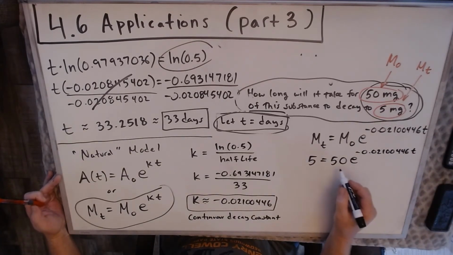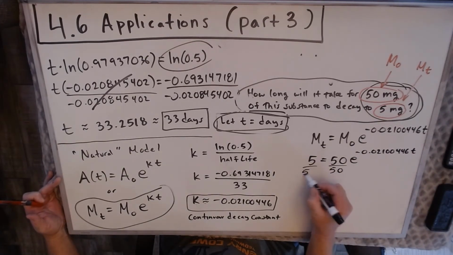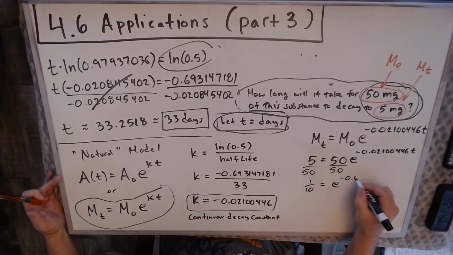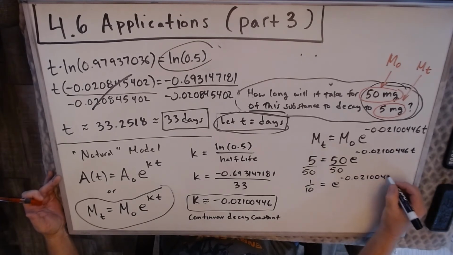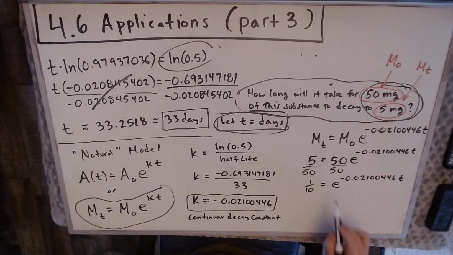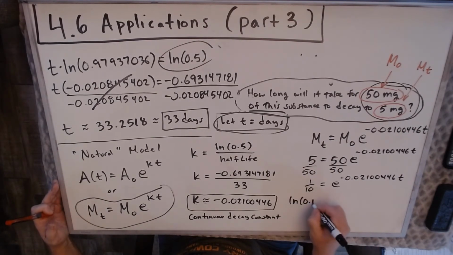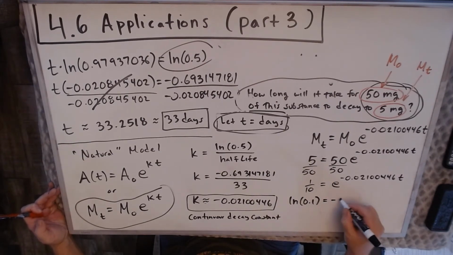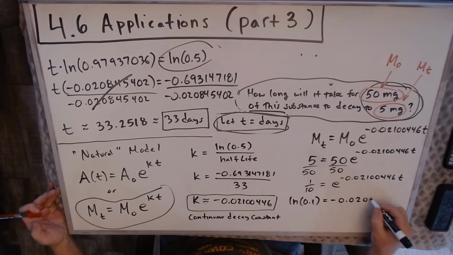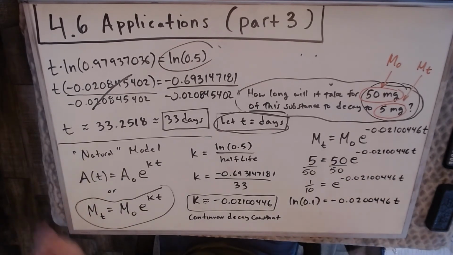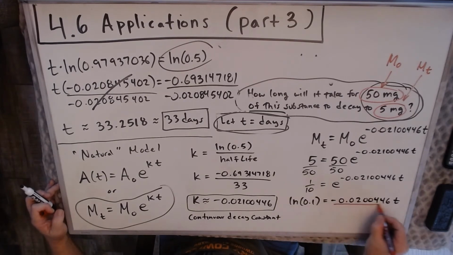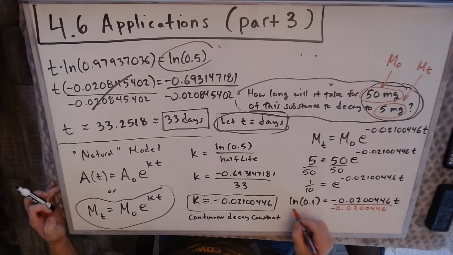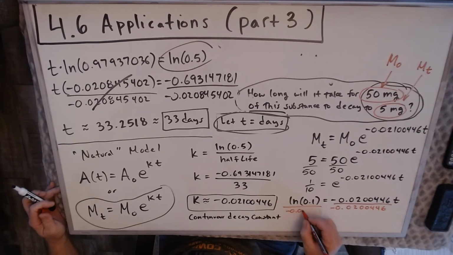And you're going to solve for t here. So we're going to divide both sides by 50. We're going to get 1/10. Again, the benefit of using the natural exponential model is that when you do your ln, I'm just going to write 1/10 as 0.1. When you take the ln, it automatically cancels the e, and it makes your equation very easy to solve. Now you just divide both sides by this coefficient, and that should tell me the time required.